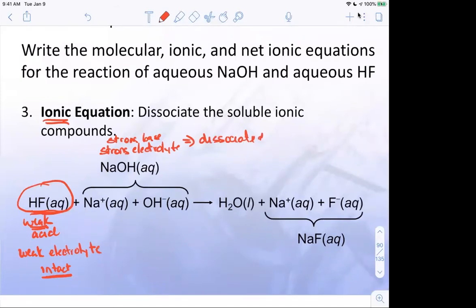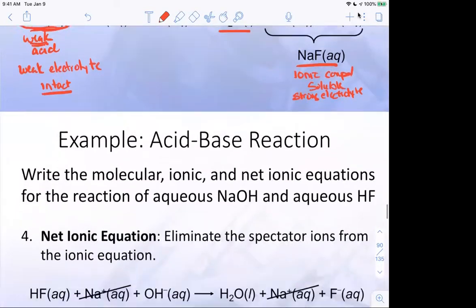When I come to the other side, this is an ionic compound, which happens to be soluble. So it's a strong electrolyte, and it will be fully dissociated. And then water is molecular, it's a liquid, it's not dissociated. So this is actually the complete ionic equation. This HF stays intact, and the H2O is going to stay intact as well.